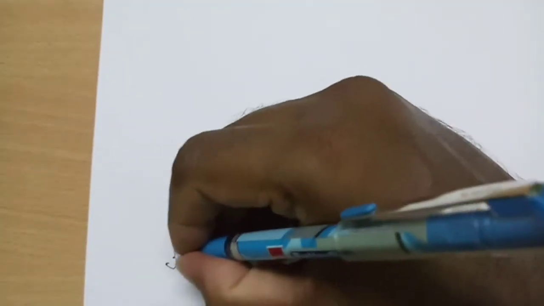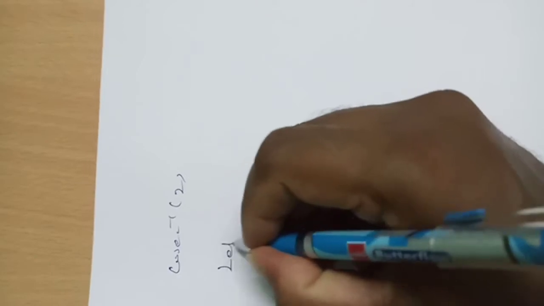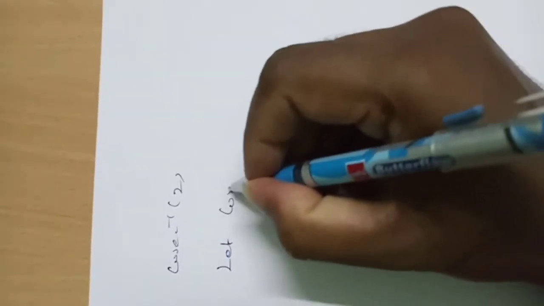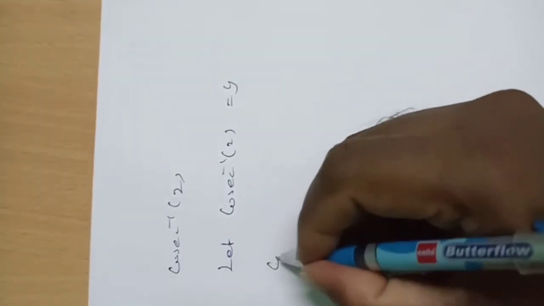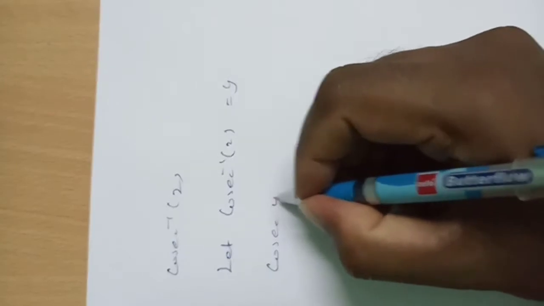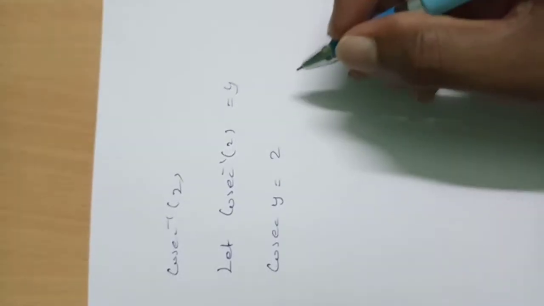Question number 3. Cosecant inverse of 2. Let cosecant inverse of 2 be equal to y. Then cosecant y is equal to 2.